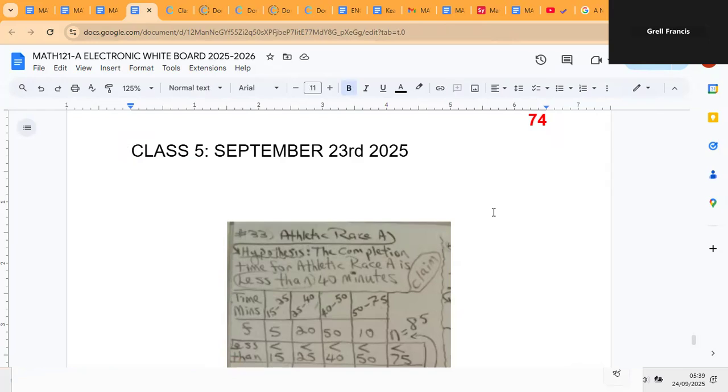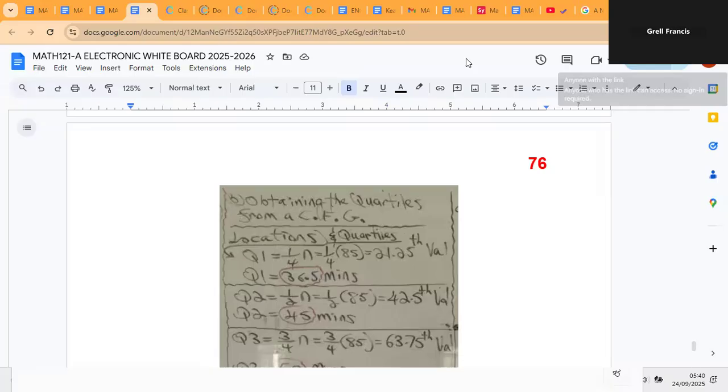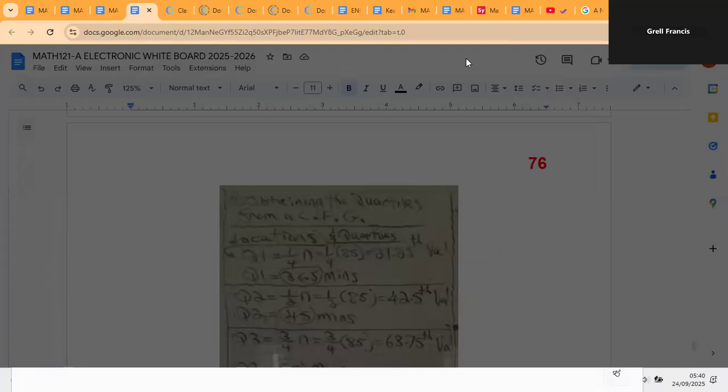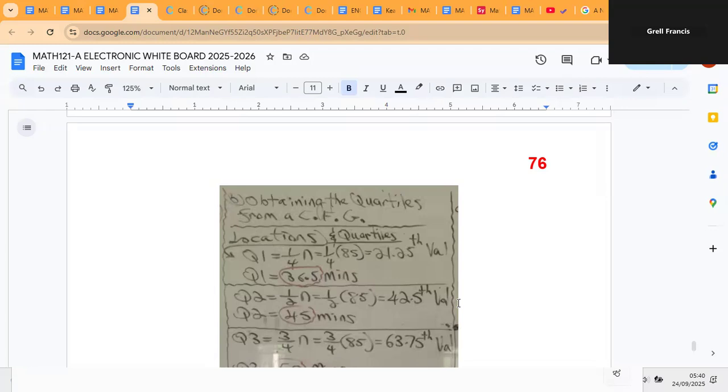And here now we were supposed to have discussed the review of the construction of the cumulative frequency graph, and how we can use it to obtain the quartiles, the lower, the median, and the upper quartile. Their locations are a quarter N, a half N, and 3/4 N respectively. N will be 85. N is the last cumulative frequency.